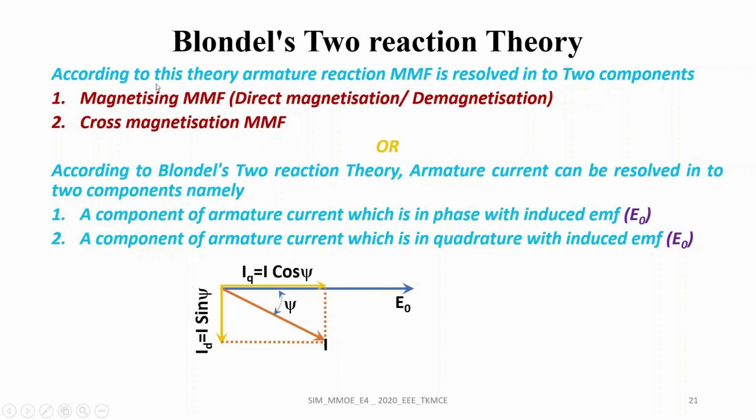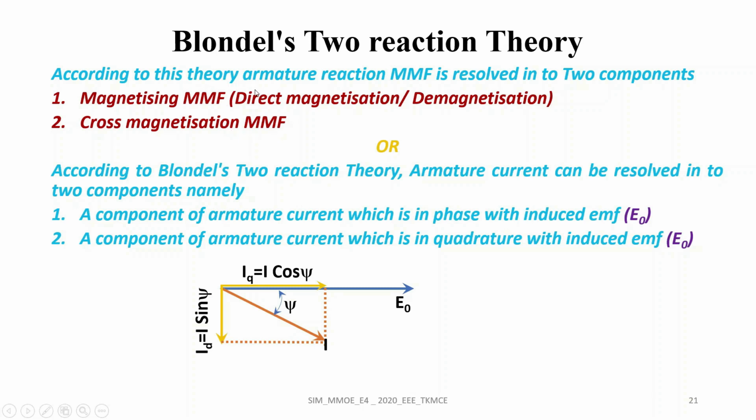So what is Blondel's two reaction theory? This is the statement of Blondel's two reaction theory. According to this theory, armature reaction MMF is resolved into two components. One is the magnetizing MMF. It may be direct magnetization or demagnetization according to this current vector. If the current is lagging E0, this is the demagnetization effect. If this current is leading E0, the magnetizing MMF will be direct magnetization, as we discussed earlier. Then another component of this armature reaction MMF is the cross magnetization MMF.